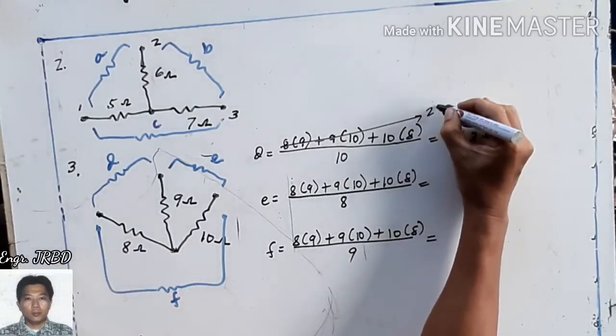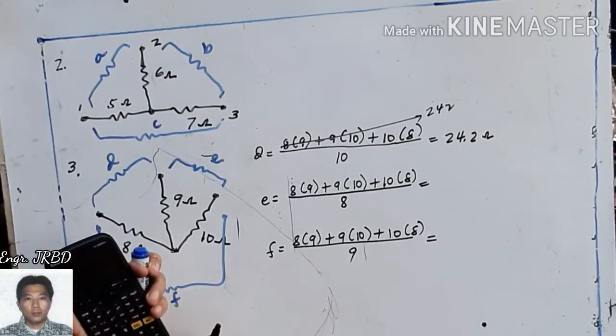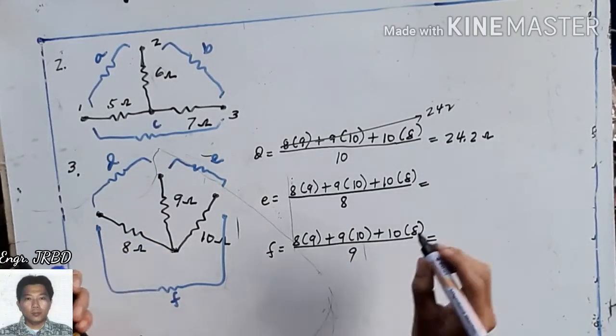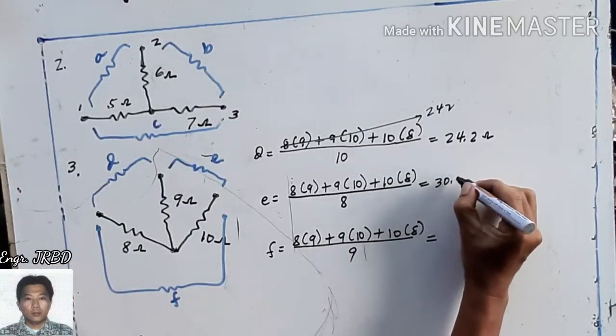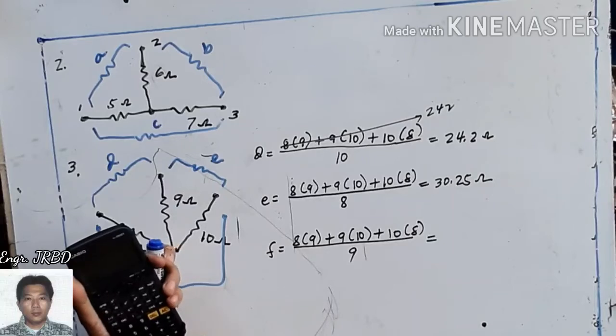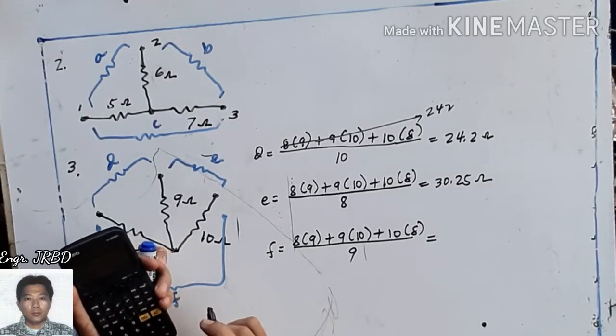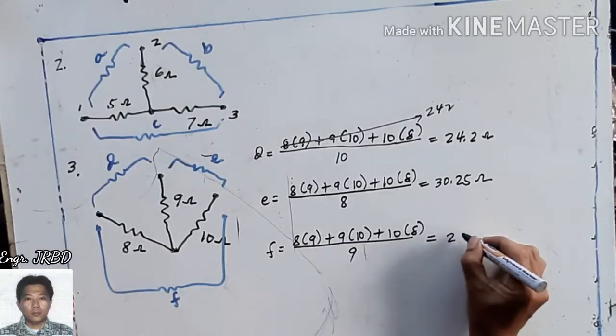That is 242. 242 divided by 8 is 30.25. Next, that is 26.889.